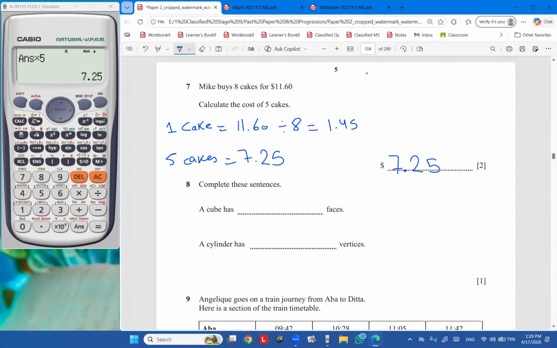All right, someone else might think about this as a ratio, saying that eight cakes cost 11.60, then five cakes will cost how much? And they do 5 divided by 8, and then they multiply by 11.60. It's going to give you the same answer. Someone might also think about it as a ratio, but start by multiplying the 5 by 11.60, then dividing by 8. That is going to give you the same answer too.